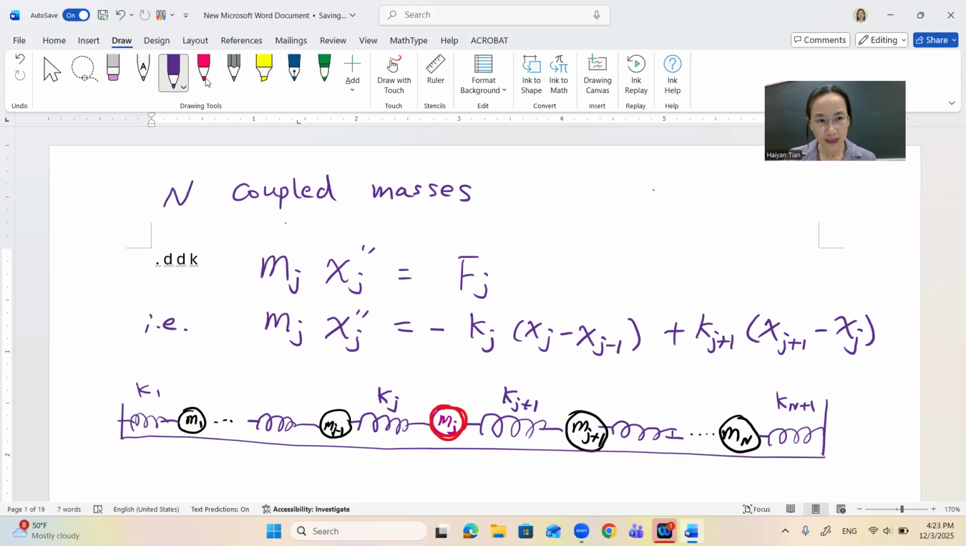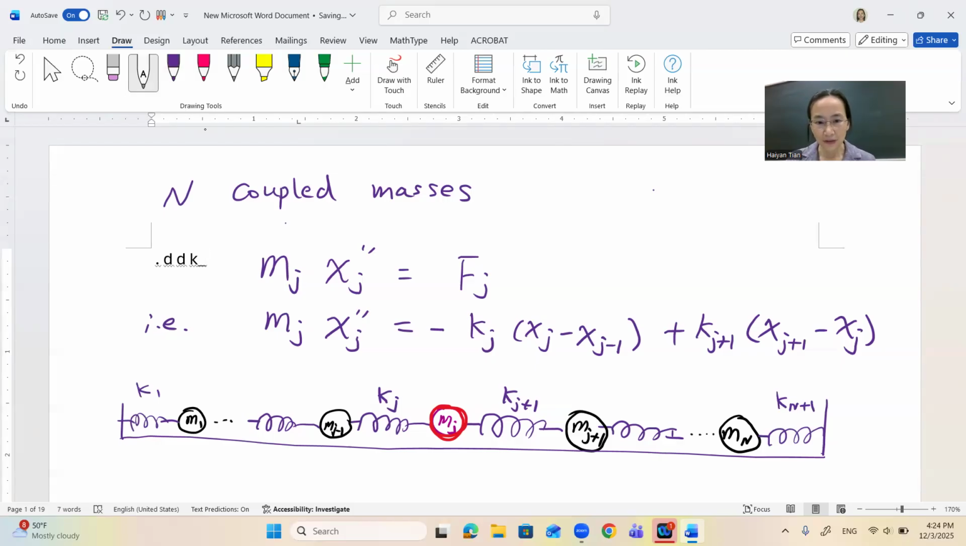So we want to focus on one mass to see what the equation is like. And by the way, we assume that the motion is to the left or to the right, and the surface is completely smooth. That means there's no friction on the surface. So these n bodies can move freely.